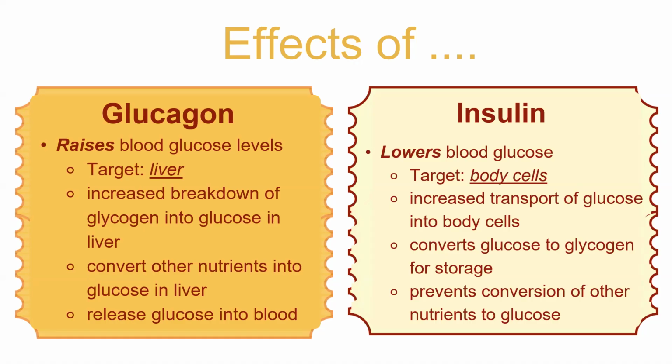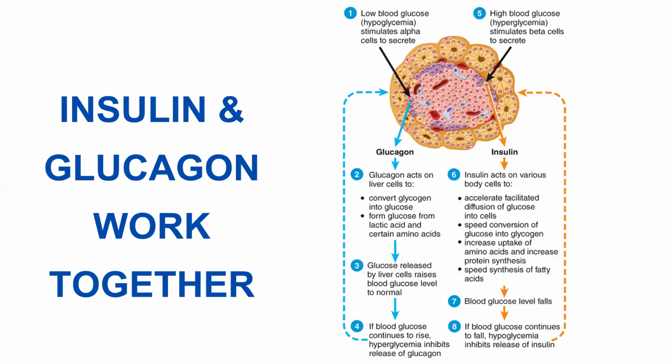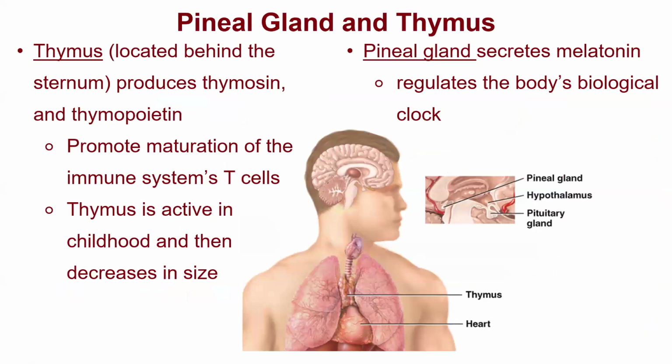Insulin into the cells. So it lowers blood glucose by telling our body cells to uptake that glucose. This is also going to result in glucose being turned into glycogen for storage if we have excess glucose. And this is going to usually slow down that conversion of other nutrients into glucose because we're trying to get rid of the glucose we already have. And so here's just another way to look at this feedback loop of insulin and glucagon, if that helps you see it another way. Okay, the pineal gland and thymus.